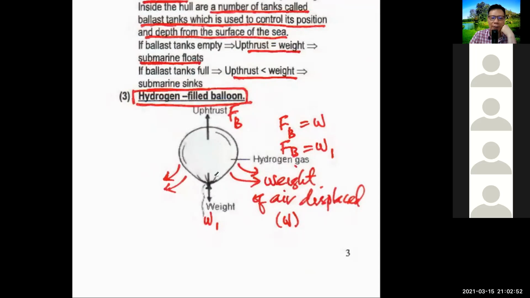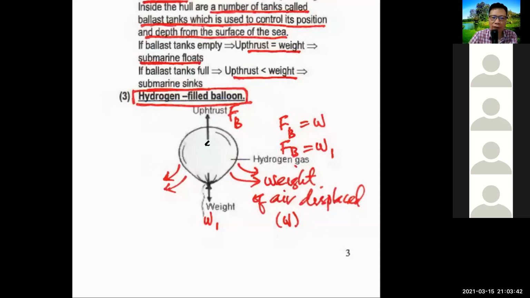Because when you pump and inflate this balloon, it becomes bigger, so it will displace air. So you see here, the weight of air displaced. When you displace air, you have weight, so this weight turns into the buoyant force. Buoyant force is equal to W, the weight of the air displaced. Because when this balloon gets bigger, it will displace the air, and the weight of the air displaced will be equal to the buoyant force. When they are equal, it means this balloon floats stationary, not moving.